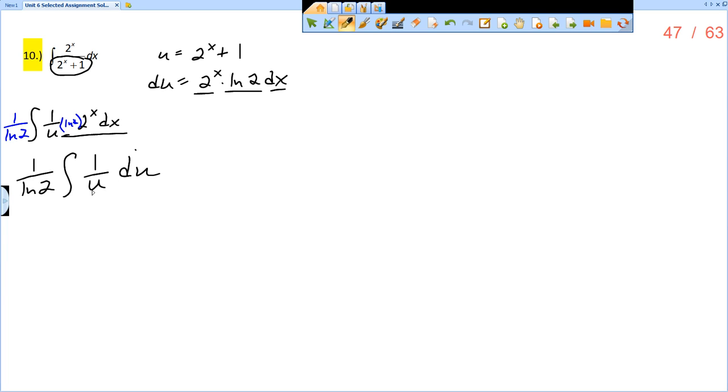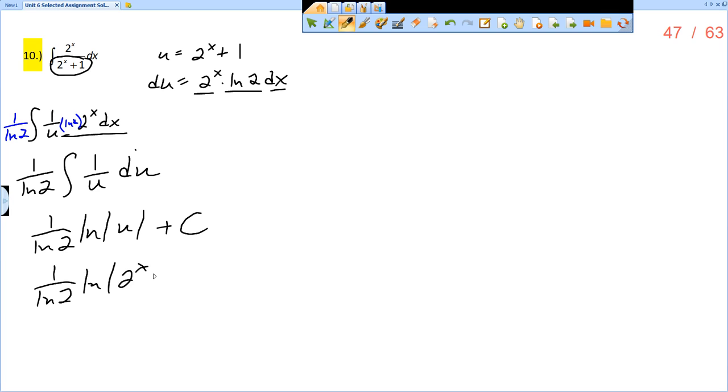So now what do I have? I have 1 over the natural log of 2, and then the integral of 1 over u. Remember, that's the natural log of the absolute value of u plus c. And then I replace the u. So 1 over the natural log of 2 times the natural log of the absolute value of 2 to the x plus 1, plus c.